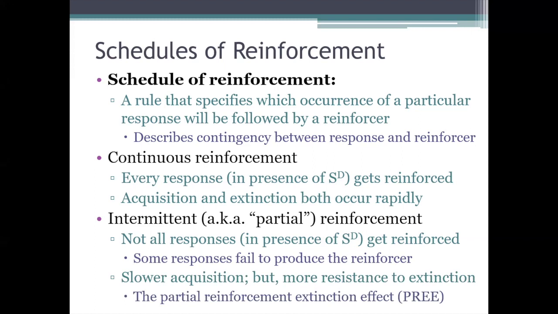So, if you want a behavior to persist, if you want that behavior to resist extinction, if you want it to have a high amount of what we call resistance to extinction, then once the behavior has been acquired, you're probably going to want to stop reinforcing it continuously and instead switch it over to a partial schedule, switch it over to some kind of intermittent schedule of reinforcement.